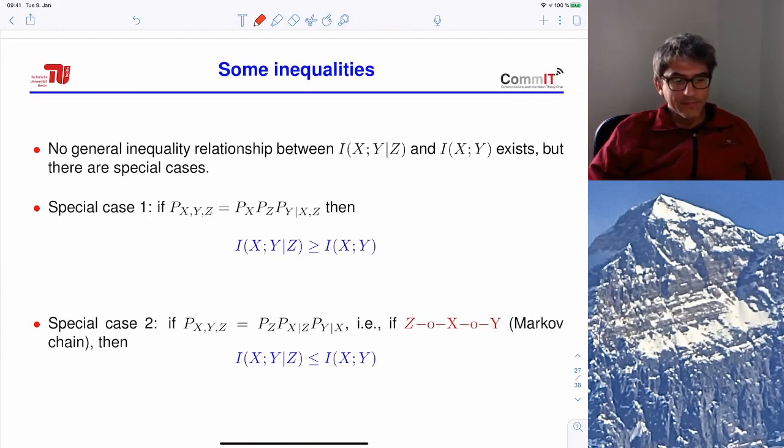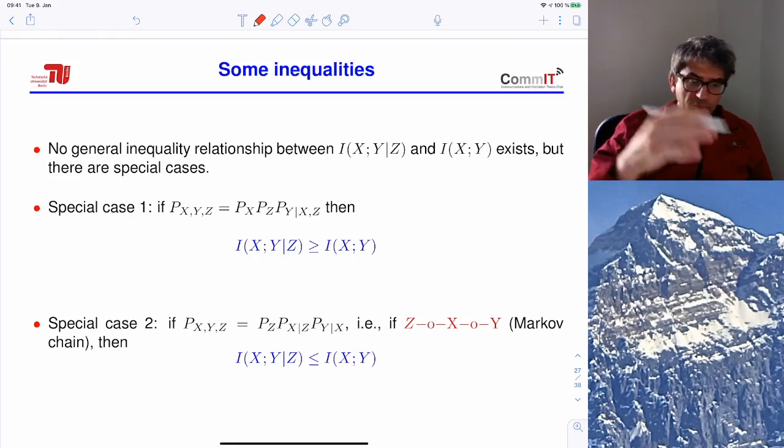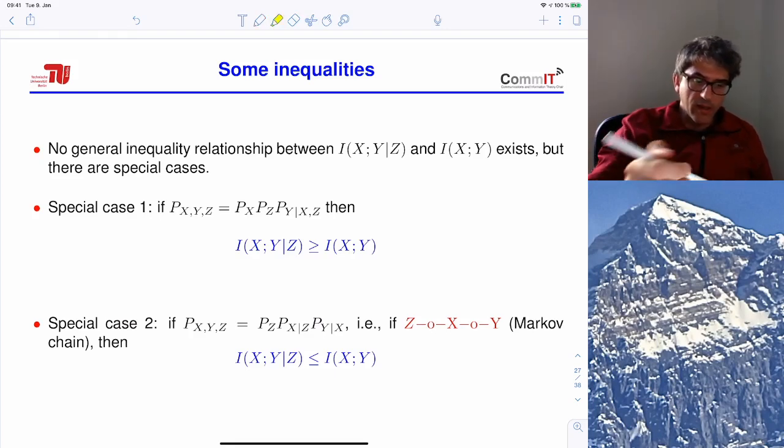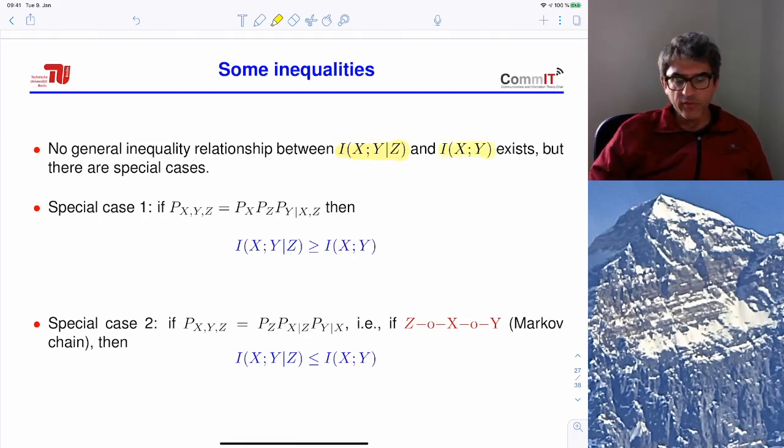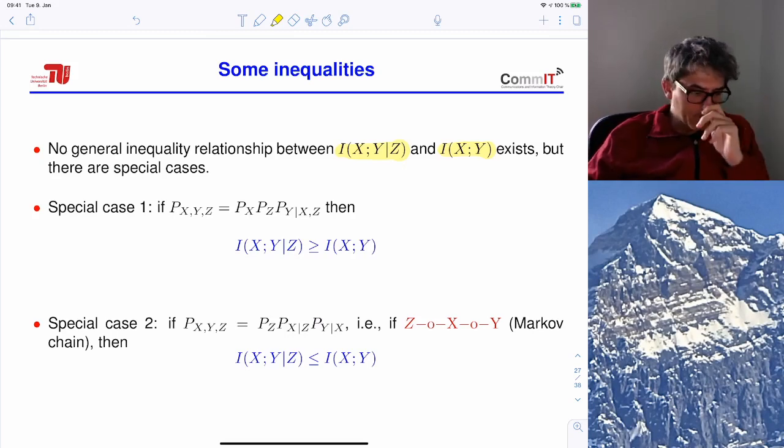Some inequalities. In general, for a general case, there is no particular inequality that relates the conditional mutual information of x and y given z and the unconditional mutual information between x and y. In other words, conditioning on z may decrease the mutual information if this conditioning makes the conditional random variables x and y given z more independent, or it may increase the mutual information if by conditioning you increase the statistical dependency.